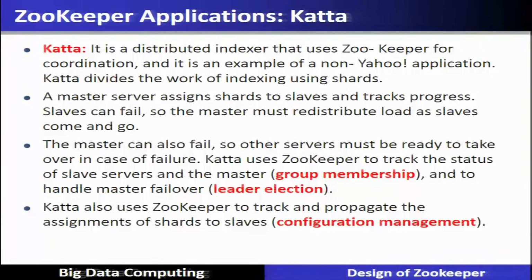So, three different uses of Zookeeper are seen in the Katta service. First is group membership, where it has to keep track of slave servers and the master servers. The second one is to handle the master failover, which is done by the leader election. Third is to keep track and propagate the assignments of shards to the slaves, and this configuration management is used as a service from Zookeeper.